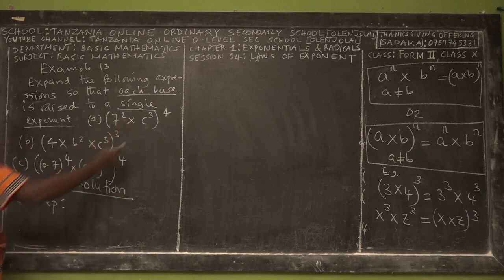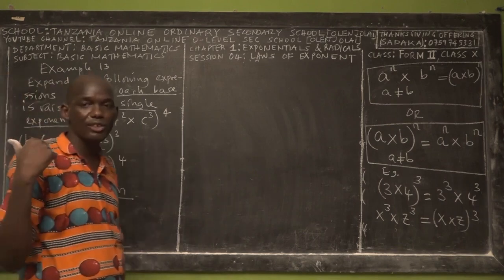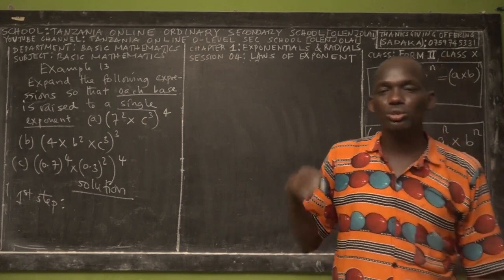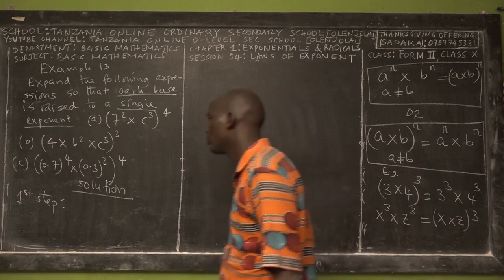So is 7 equal to c? No. The base of this exponent is 4, and the base of the next exponent is b, the next is c. Is 4 equal to b equal to c? No. The base of this exponent is 0.7, and the other one is 0.3. Is 0.7 equal to 0.3? No. So these are exponents of different bases. As I promised when I was teaching the first law, I told you I would teach you how you can deal with exponents of different bases, and this is what I'm teaching right now.